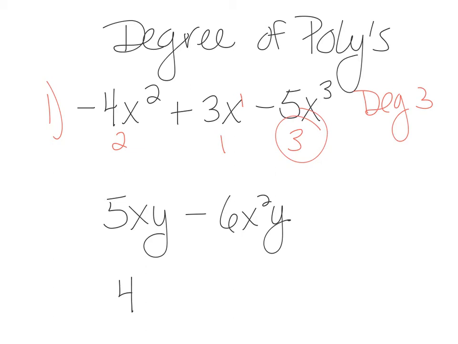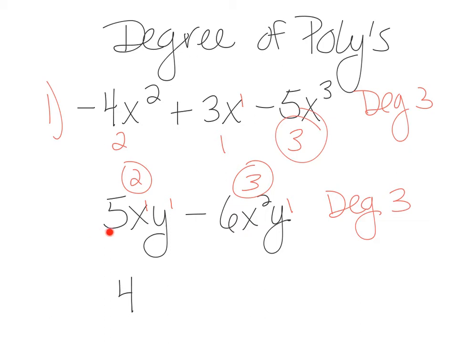It's a little bit trickier when you have more than one variable showing up. So if I see something like 5xy and 6x squared y, you want to add the powers on each. So 5xy, x is to the first power and y is to the first power. 1 plus 1 makes it 2, so that is a degree 2. X squared y, again there's a power of 1 on y, so x squared and y to the first makes it a degree 3. So this entire polynomial is a degree 3.